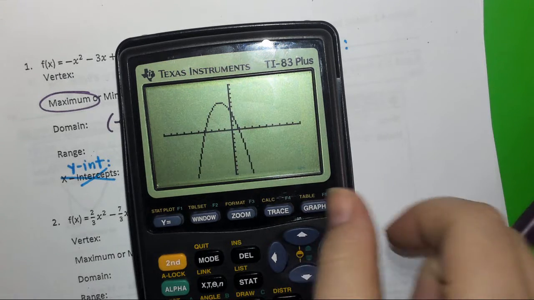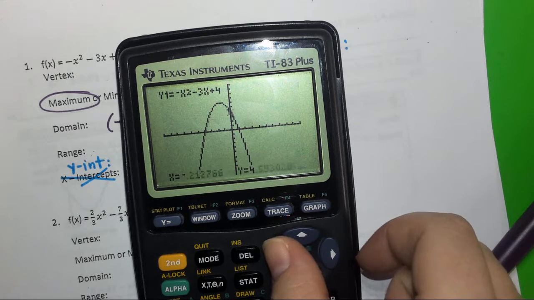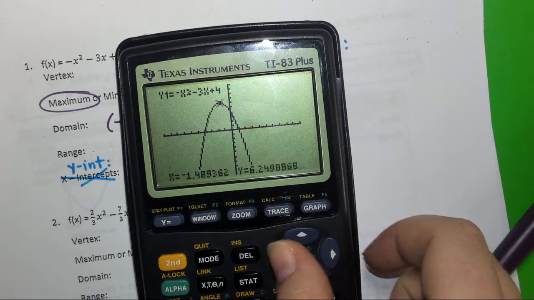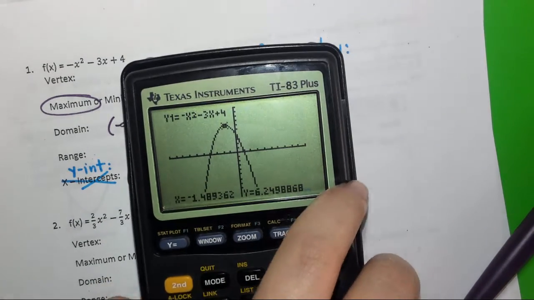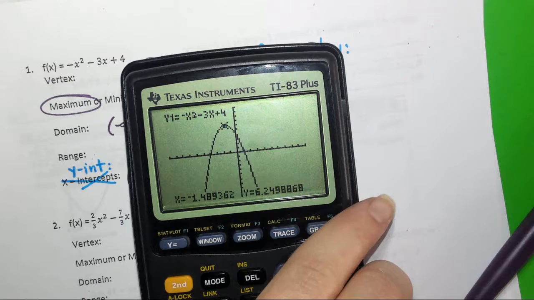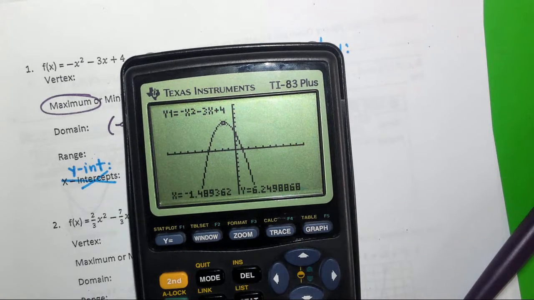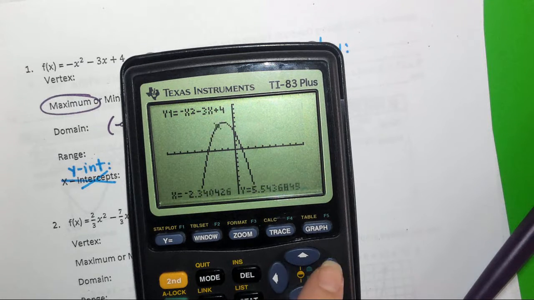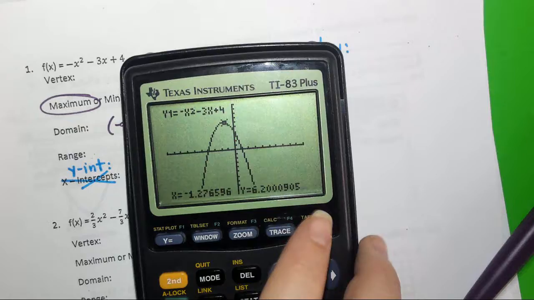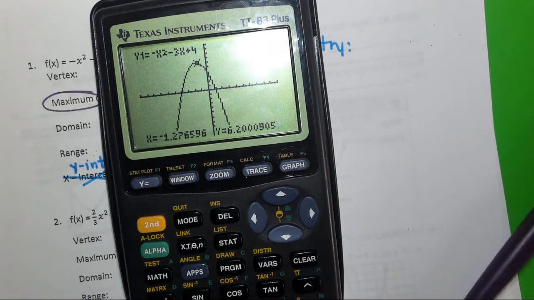So we go back to the graph. Trace button's not a bad idea, but I trace, and I'm like, it looks like maybe negative 1.5, because it says like negative 1.489, 6.2, and that's great, but I don't like just randomly guessing. Maybe you do, I don't. How do I know I have my cursor exactly at the top? I don't. So trace seems great, but not really. Trace is not going to save the day.